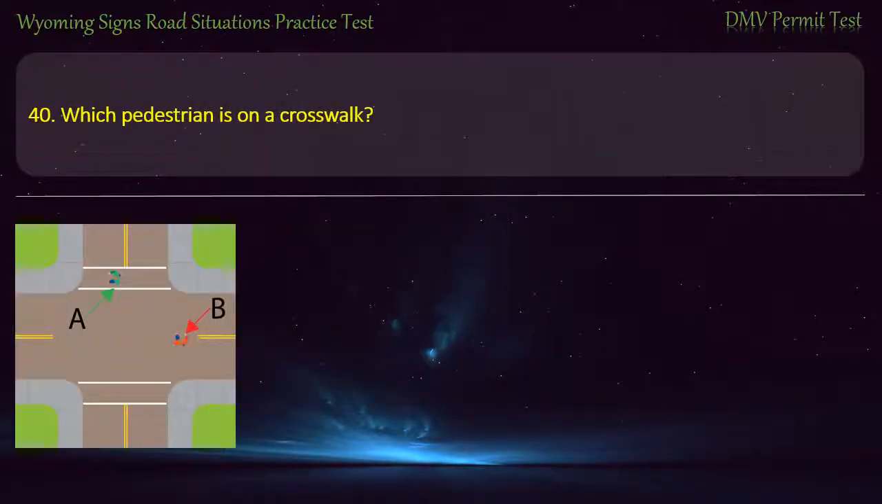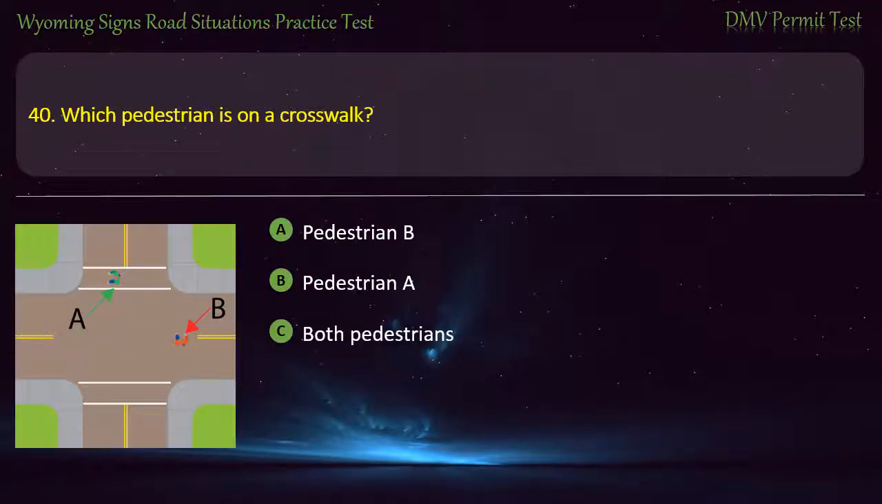Question 40. Which pedestrian is on a crosswalk? Pedestrian B. Pedestrian A. Both pedestrians. Neither pedestrian. Answer. Both pedestrians.